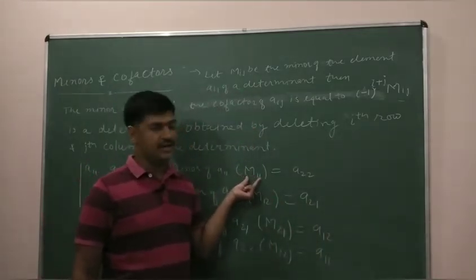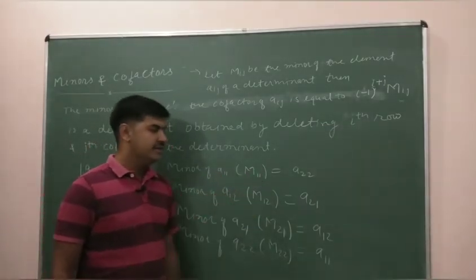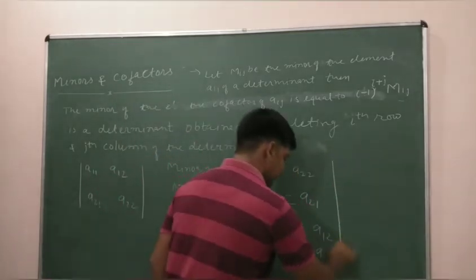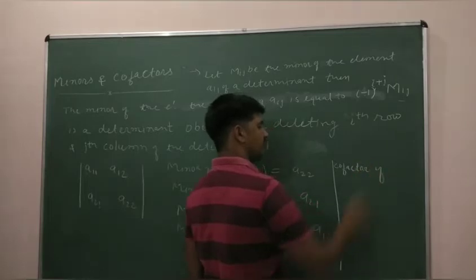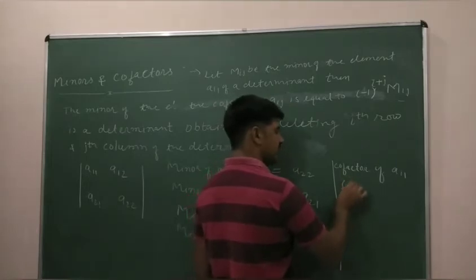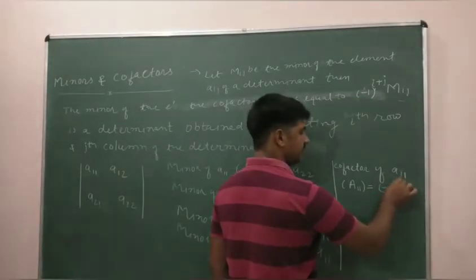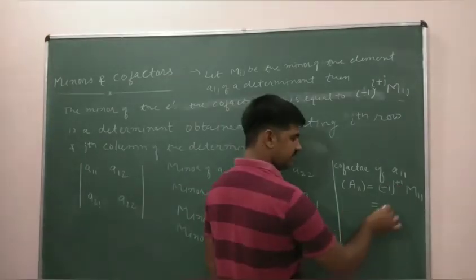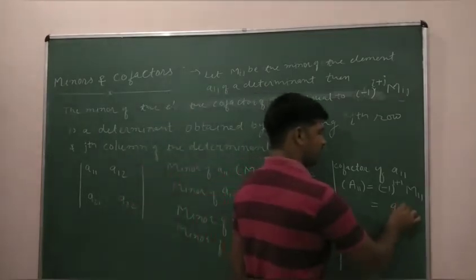The minor of an element Aij is denoted by Mij. The minor of element a11 is M11, and the cofactors are denoted by capital Aij. So the cofactor of a11 is denoted by capital A11, and that is equal to -1 raised to the power 1 plus 1 times the minor M11. That is -1 raised to the power 2, which is plus 1, times M11, and the value of M11 is a22 as we have written.